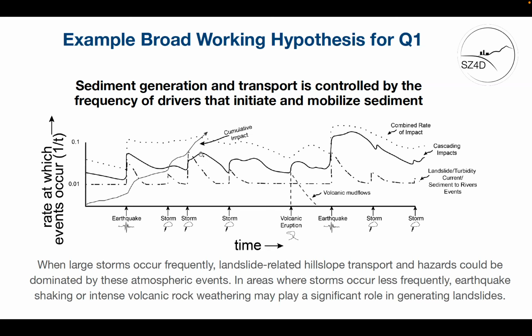That's what this diagram is showing, where through time, the rates at which events occur depend on the frequency of earthquakes and storms and volcanic eruptions and how they interact with one another. So you can imagine that you could have cascading impacts where, if you have storms that occur frequently in time to one another, they would have a larger impact on the landscape than an infrequent earthquake.